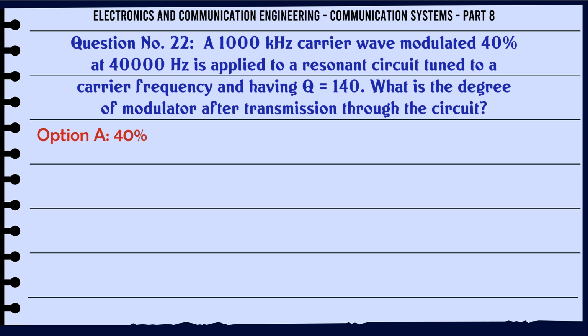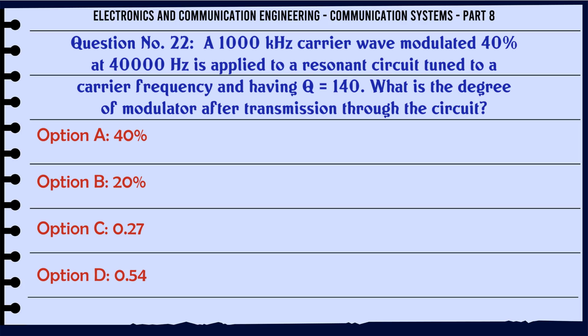A 1000 kHz carrier wave modulated 40% at 40,000 Hz is applied to a resonant circuit tuned to the carrier frequency and having Q of 140. What is the degree of modulation after transmission through the circuit? A. 40%, B. 20%, C. 0.27, D. 0.54.